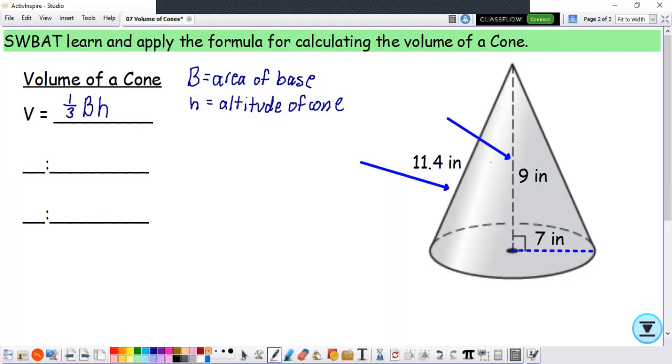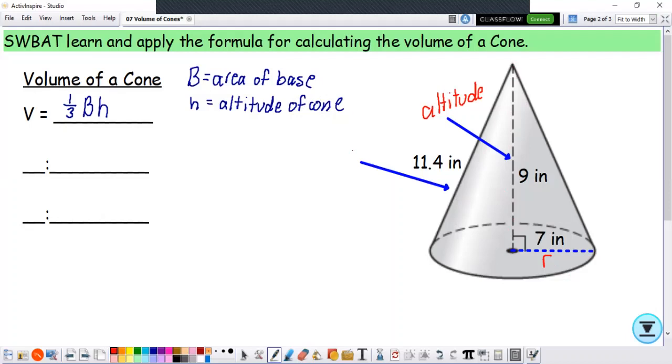Now we have more measurements than we need in this particular cone. We have the radius 7 that we will need to find the area of our base. This 9 is the altitude that we will use, because it is that perpendicular distance from the vertex to our base.